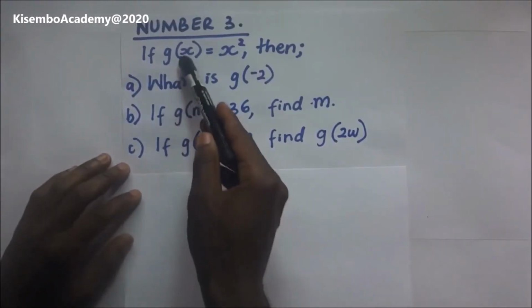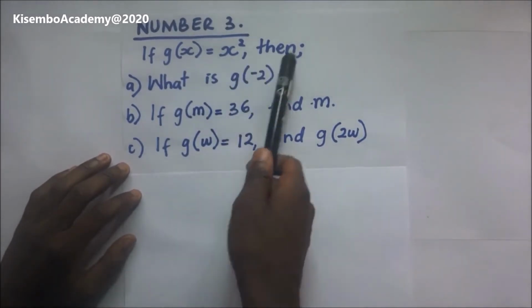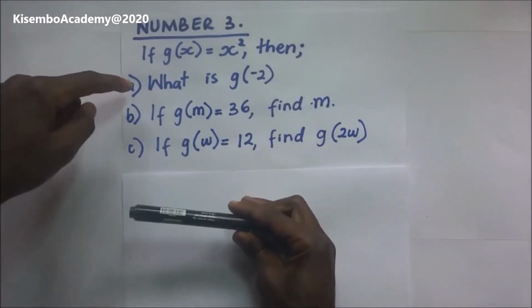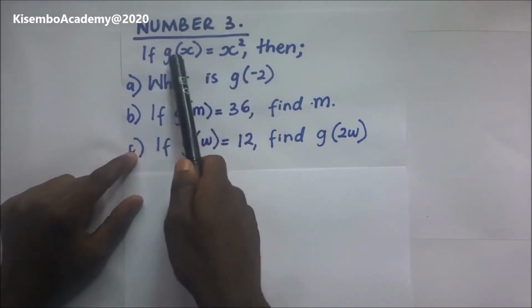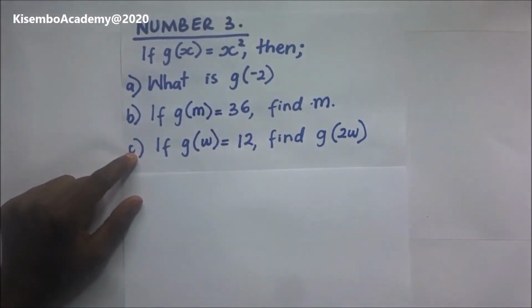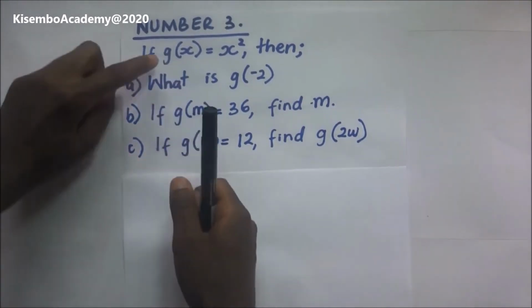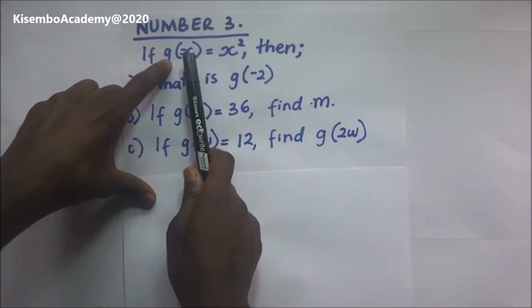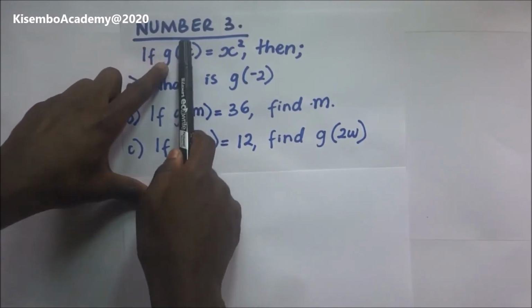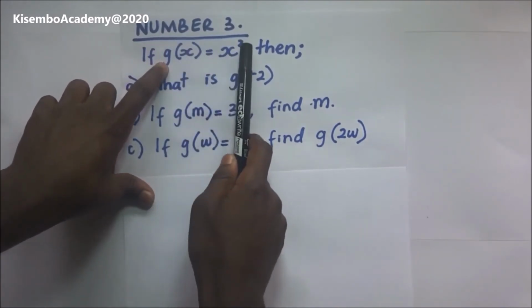Now if g of x is equal to x squared, then we need to answer parts A, B, and C with reference to this function. We are being told that the function g, where x is a variable, is given by x squared.